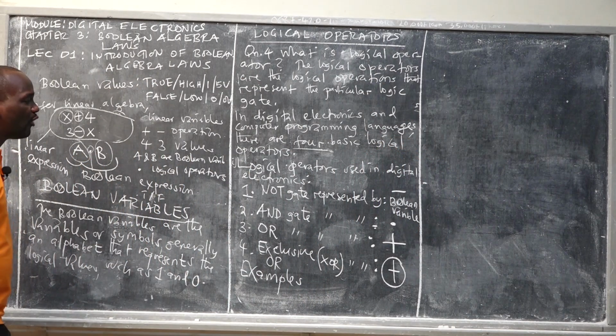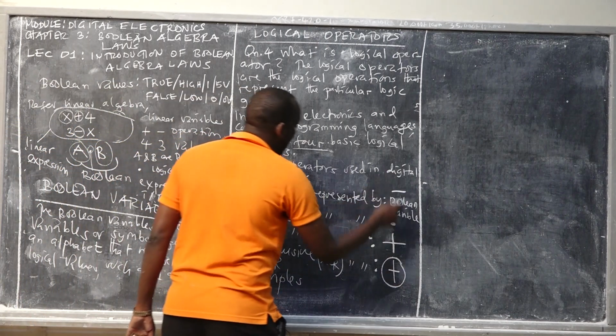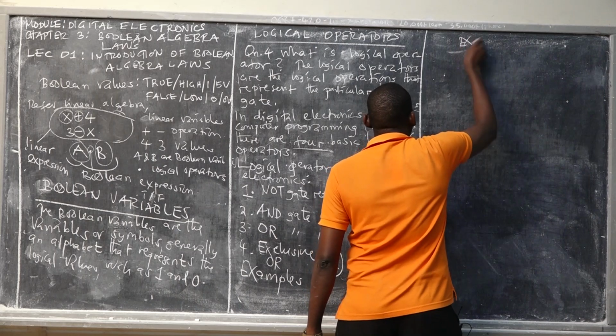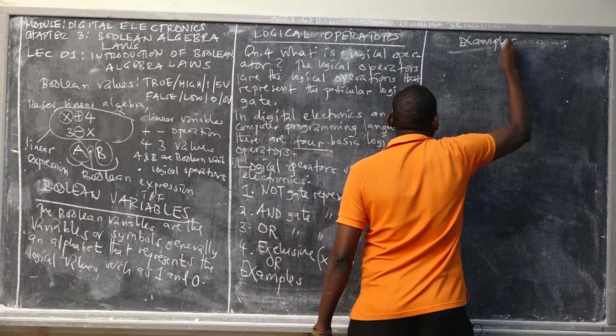So these are the 4 logical operators that we are going to use in digital electronics. Let us see examples, because through examples you understand the concept.